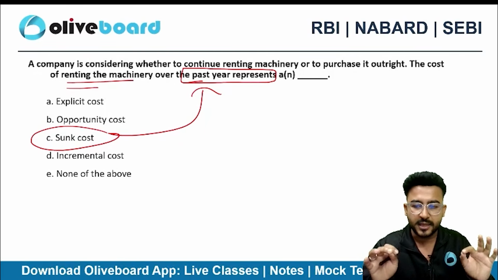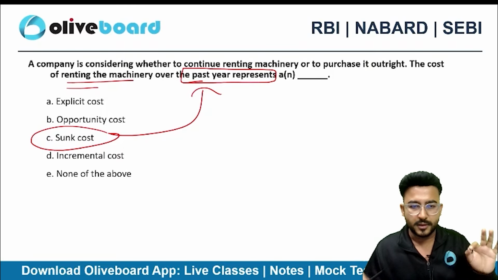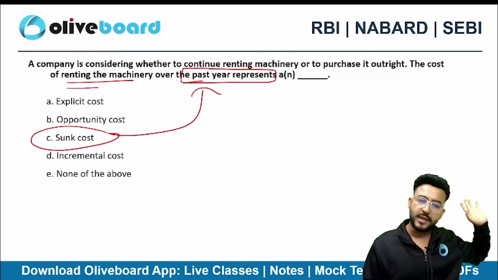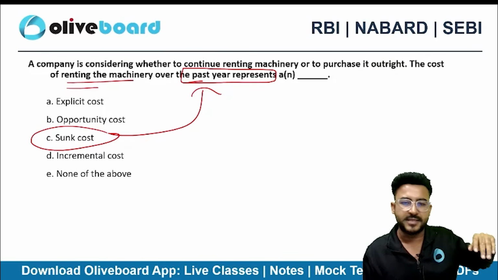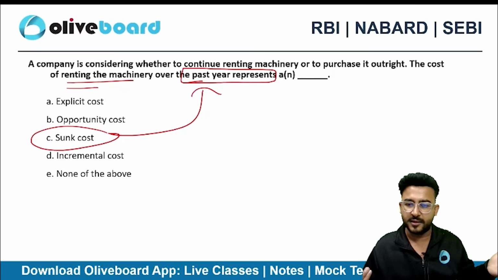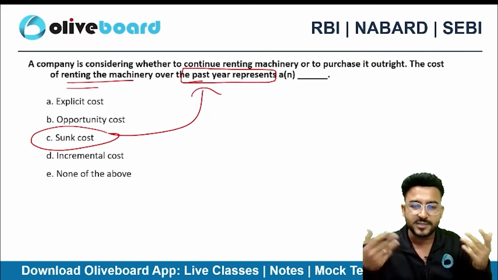They are clearly asking about renting a machine over the past years. What about the cost that I have already paid for renting the machine in the past year? I can't do anything about that. There's no time machine as of now, right?